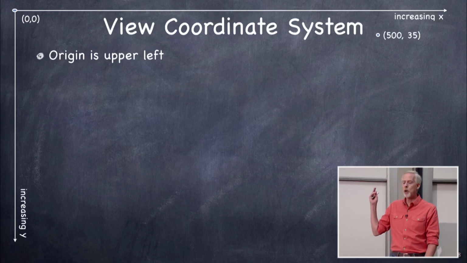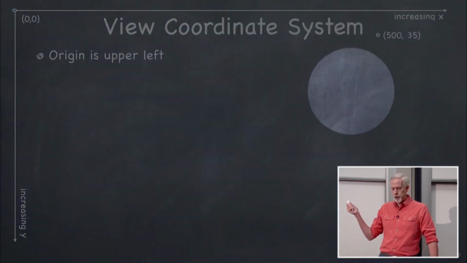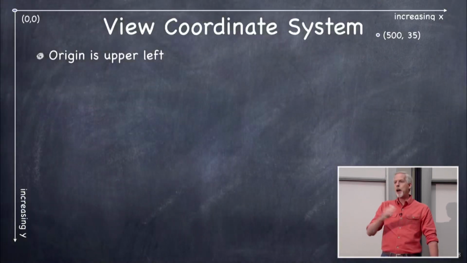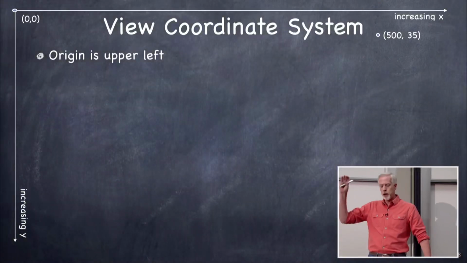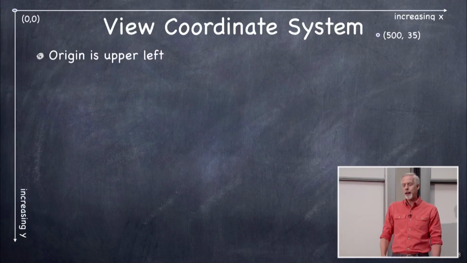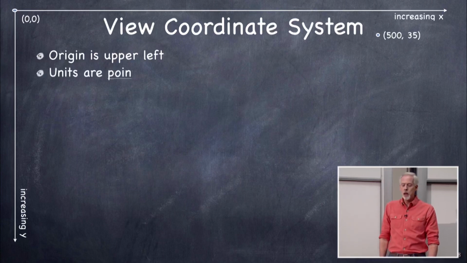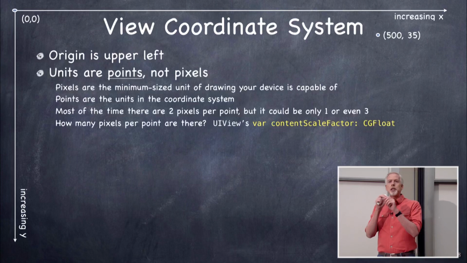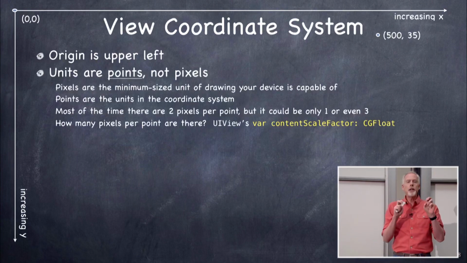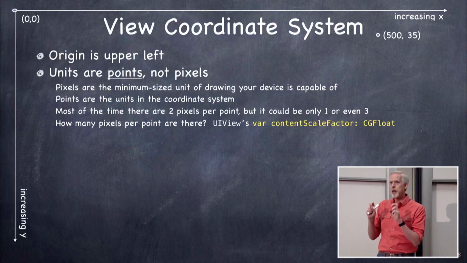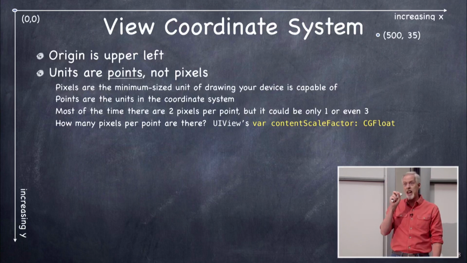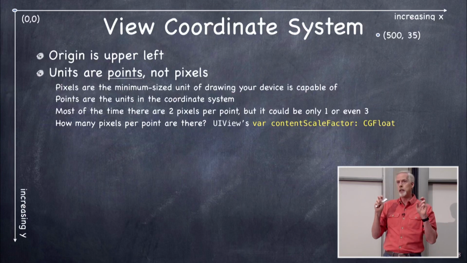So for example, I got this point over here on the side there. See it up there? 500, 35. It's 500 over and 35 down. Way over and way down. So that's x of 500, and it actually would be 500.0 and 35.0 because they're floating point values. The units in this coordinate system are called points. Points are not the same as pixels. Pixels are the little dots that the screen is made of. Some screens have a lot of little pixels, very, very high resolution, what we call retina displays. You've probably heard that phrase. Lots of pixels per point.